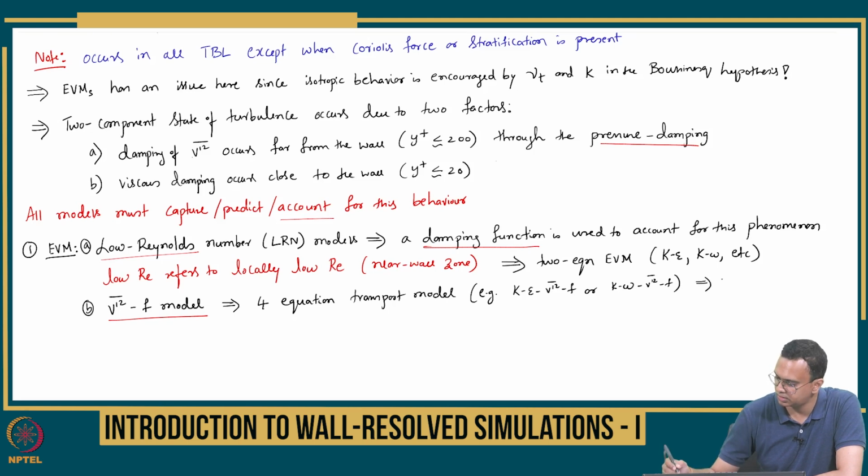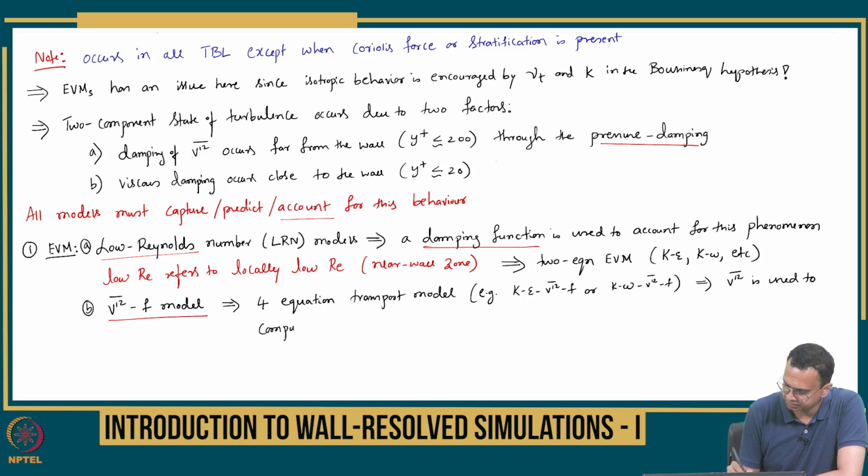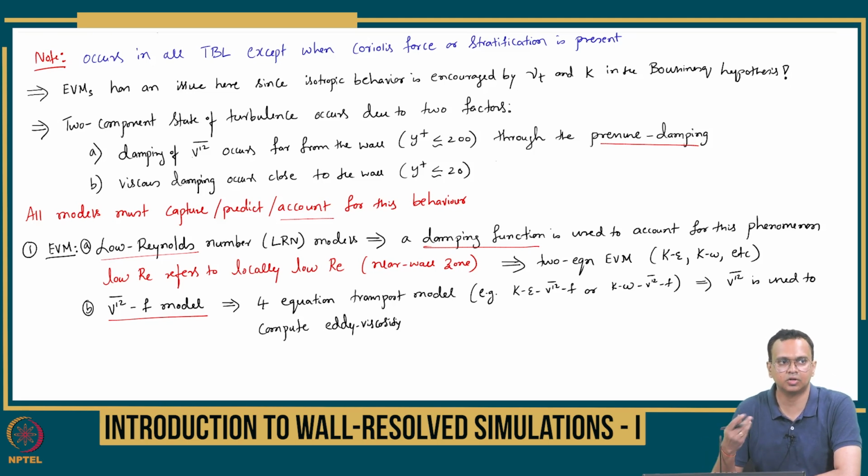So here what we do is v prime square is used to compute eddy viscosity. That eddy viscosity is taking into account this enhanced damping factor, and eddy viscosity occurs everywhere, by the Boussinesq assumption. So it occurs in the production rate of turbulence kinetic energy calculation. Wherever eddy viscosity is coming, it is naturally accounted for. So that is the philosophy behind this model, a 4 equation transport model.